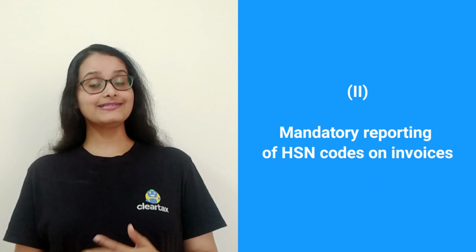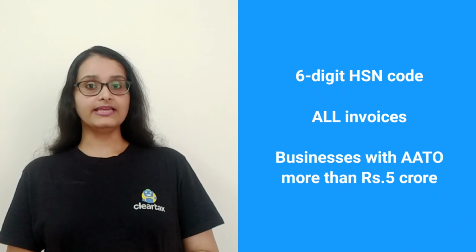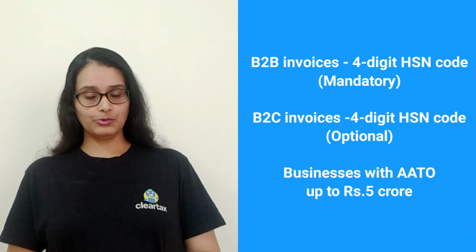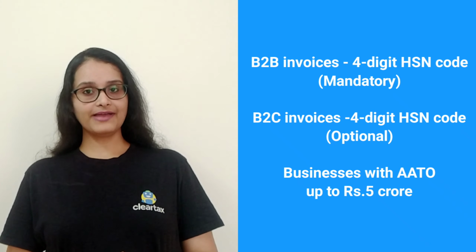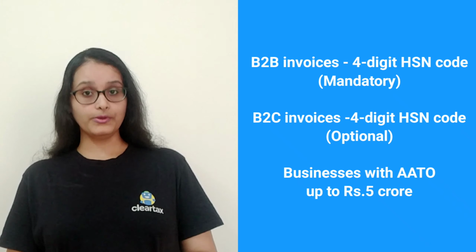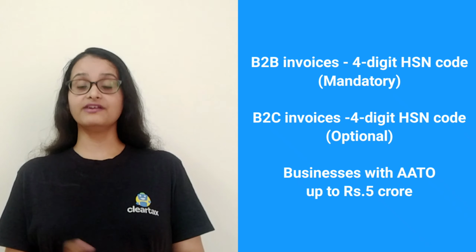Moving to the second big update applicable from 1st April 2021. Remember to quote a 6-digit HSN code on your tax invoice, which is now mandatory if your total turnover exceeds Rs 5 crore. If your total turnover happens to be less than or equal to Rs 5 crore, then for B2B invoices, you must quote a 4-digit HSN code mandatorily, whereas for B2C invoices, it's optional for you to quote a 4-digit HSN code.